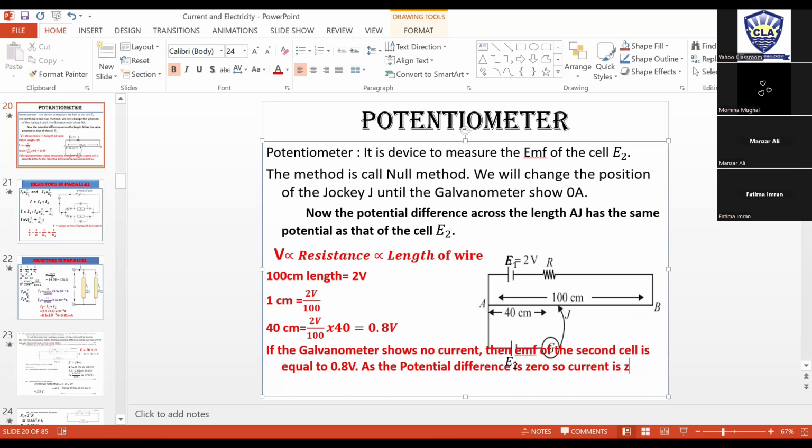The null method says that if we have 2 cells and we make a potentiometer out of one of them, and we attach the second cell in such a way that we can have a variable contact, we just move this contact and wait until we get zero current. When the current is zero, it shows that the potential difference AJ is equal to the EMF E2. So this is called the null method to find the EMF of the cell. This was what I was referring to in the last question as well.